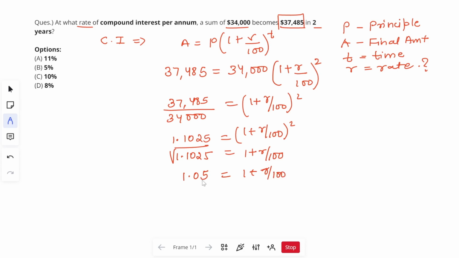If you solve it further, you can get R by 100 equals 1.05 minus 1, which is 0.05. So your final R value is 0.05 into 100, which is 5. So your rate will be 5%. The final answer is going to be option B. Hope you have understood the logic.